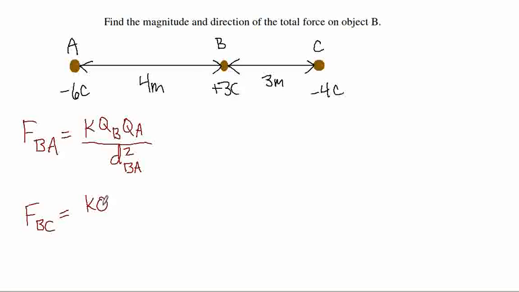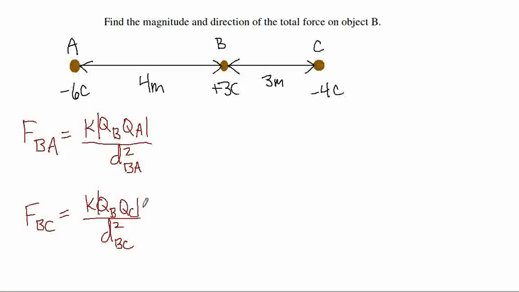All right, so F sub BC, we have K times Q sub B, Q sub C, all over D sub BC squared, where D sub BC denotes the distance between objects B and C, and I don't care about signs, so I'm going to put absolute value bars. All right, so let's see. So the electric force with respect to objects A and B is attractive.